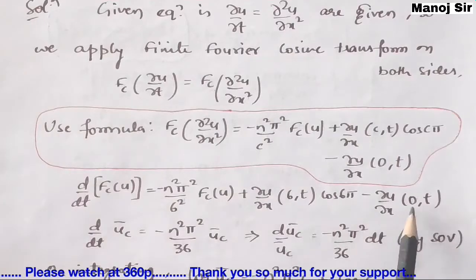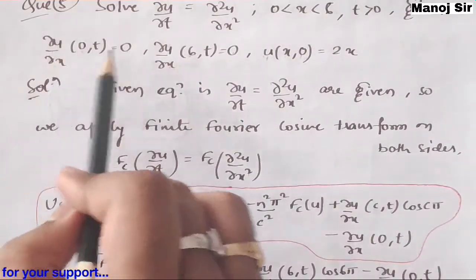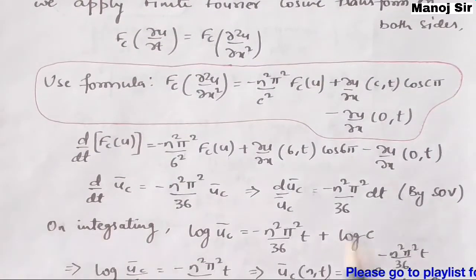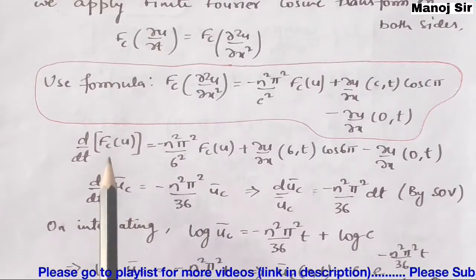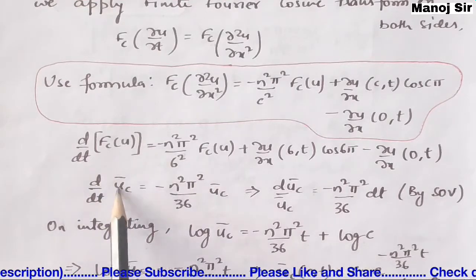As per the question, both of these values are given as 0, this is 0 and this is again 0. So we can say these two terms are 0, so this equals this only. Now finite Fourier cosine transform of u can be written as u bar of c.